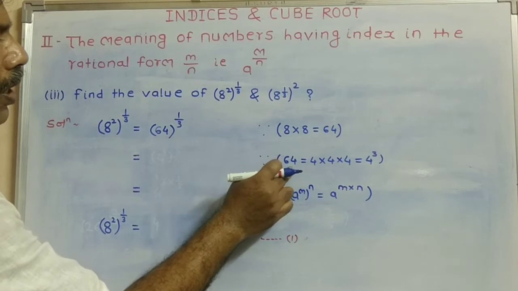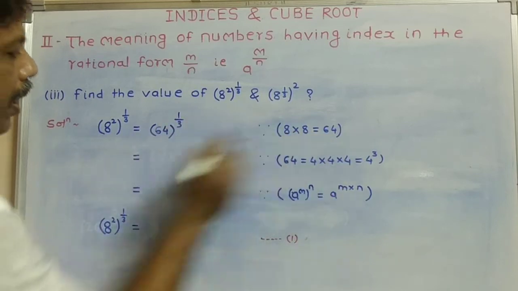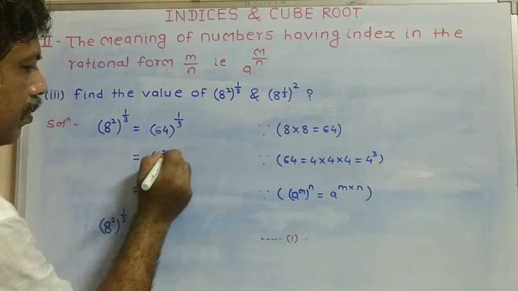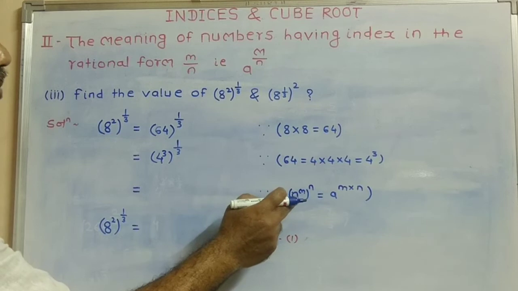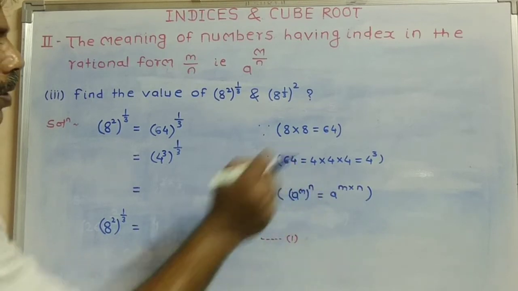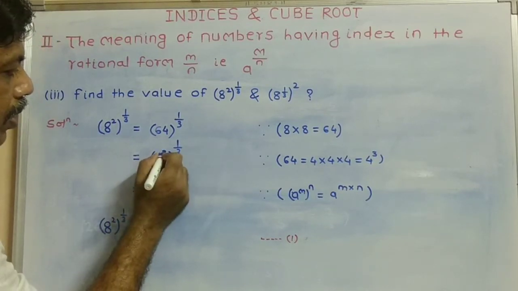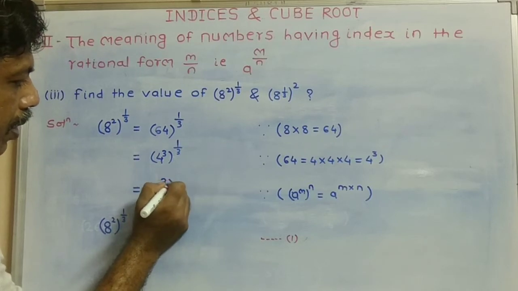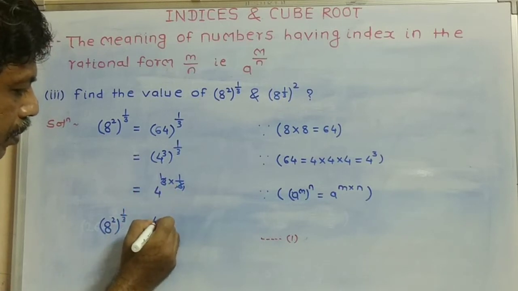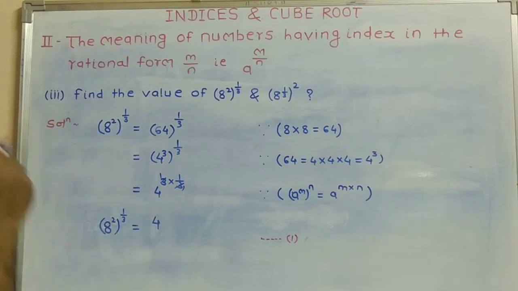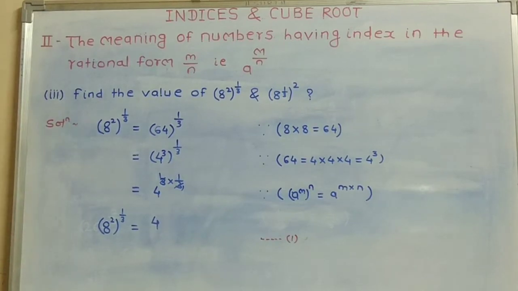Again I know that this 64 can be written as 4 into 4 into 4, which is equal to 4 cube. Therefore I am replacing this 64 by 4 cube, bracket, to the power 1 upon 3. Now I know which is my formula: a to the power m to the power n will be equal to a to the power m multiplied by n. Therefore, this is your m, this is your n, so 3 multiplied by 1 upon 3. 3 ones are 3. 4 to the power 1 means 4. It means that 8 square bracket to the power 1 upon 3 equals 4. I am denoting it by equation number 1.